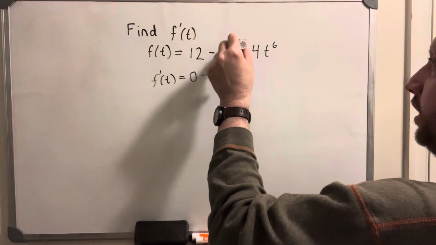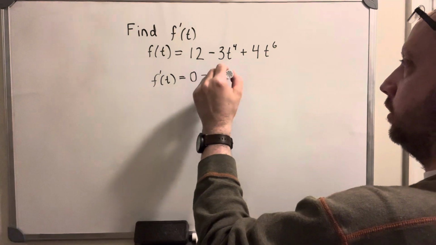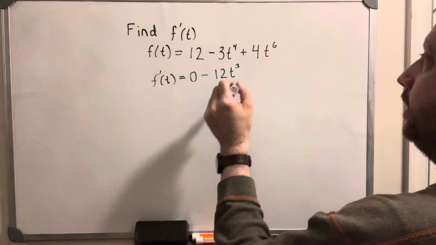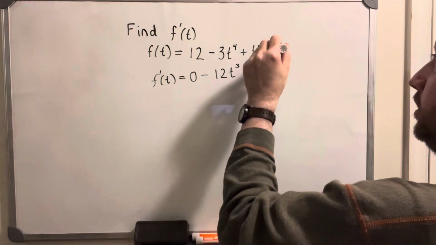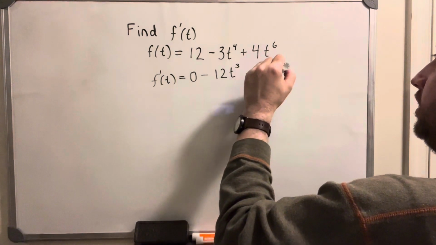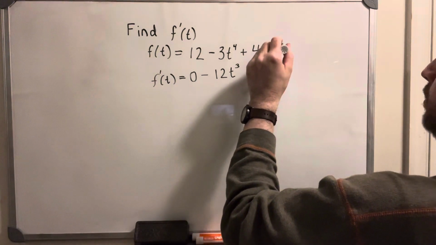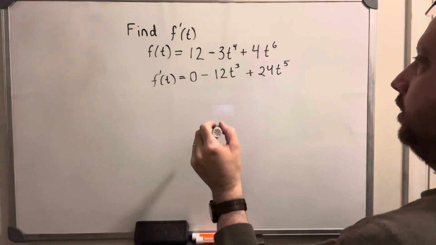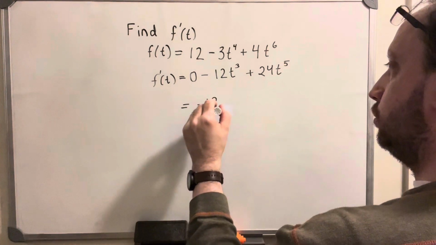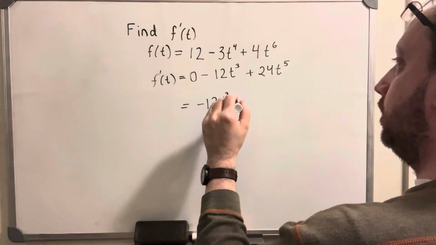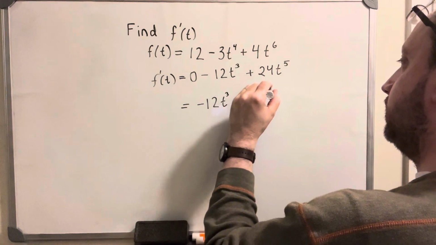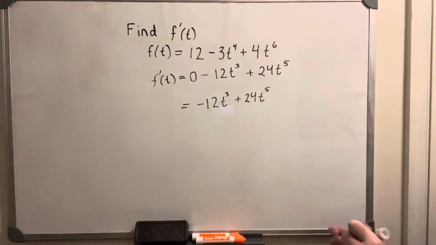I'll just put 0 right here, minus 3t to the 4th. So we've got 4 times 3 is 12. T gets reduced from 4 to 3. Plus 6 times 4 is 24. T to the 6th gets reduced to 5. So we can get rid of the 0 and just write negative 12t cubed plus 24t to the 5th. That was a quick one.